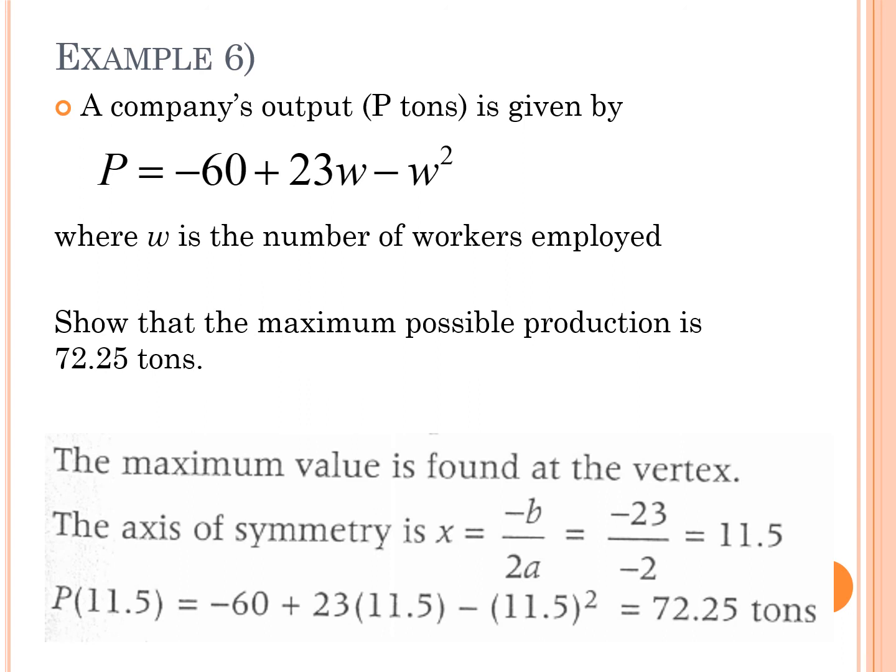So we need to show that the maximum possible production is 72.25. And so you need to plug in the x value, which was the number of workers, and show that it ends up giving you 72.25. Because they're asking you to show it, you do need to show that work. You do need to show that plugging it in, not just write 72.25 as the answer, because you were given that to start.